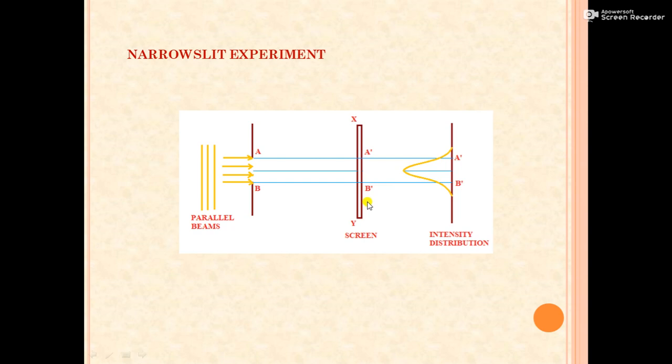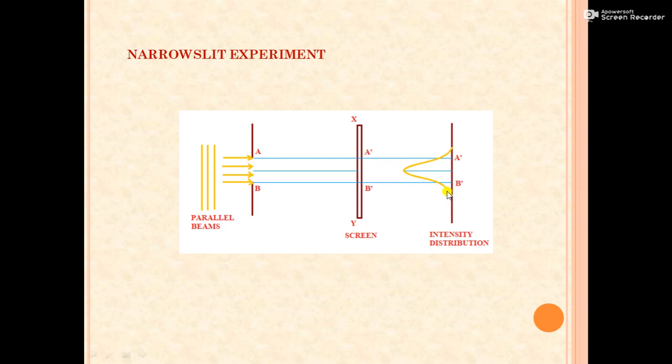However, it is found that this is the intensity distribution curve. From this graph, it is seen that in the part A prime B prime, which should be the illuminated part, the intensity is maximum at the middle and it decreases, but it enters the geometrical shadow. That is, this part is illuminated, but the geometrical shadow part is also illuminated by a small intensity.